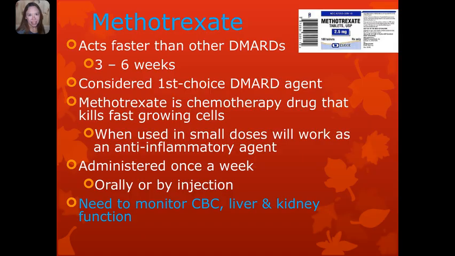With methotrexate, we're seeing those therapeutic effects typically 3 to 6 weeks after we start using it. This is considered the first choice treatment. Methotrexate is actually considered a chemotherapy drug, and what it will do is kill fast-growing cells. When we are using it for rheumatoid arthritis, we're just using a small dose. So when we're using this smaller dose, it's going to work as an anti-inflammatory agent.